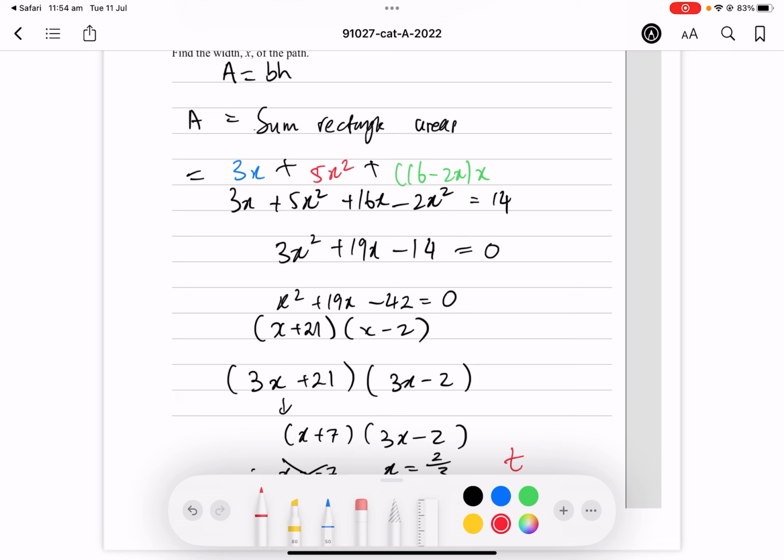To get a merit level grade, we want to simplify to a quadratic equation equal to 0. So if you can get up to this step here, that is a merit level grade. And to get an achieved, if you can form a correct expression for the total area, that is an achieved grade there.